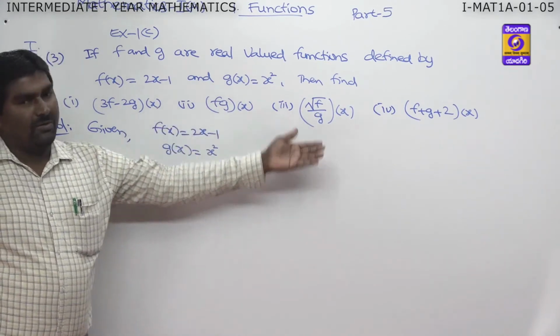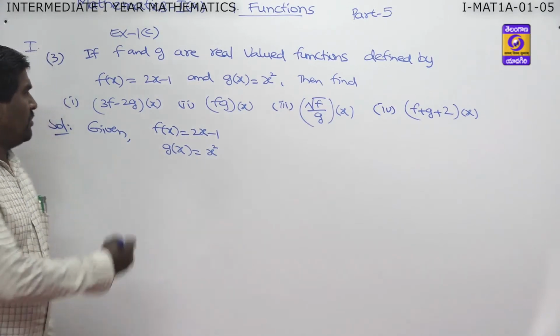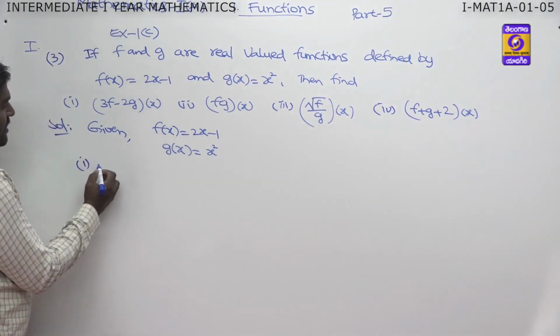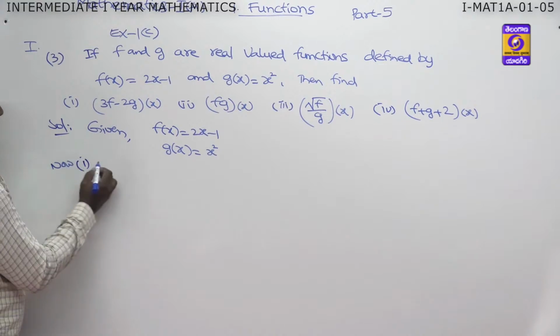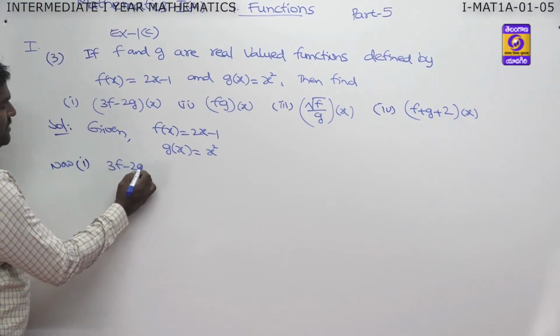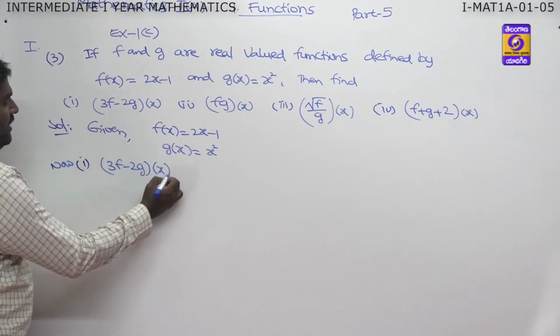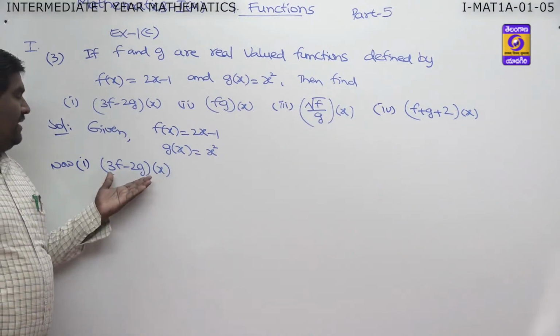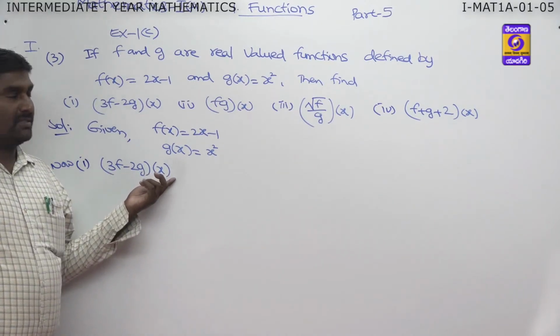Now we have to find the values of these four. First, let us find the first one: 3f minus 2g of x. We have to find 3f minus 2g of x.